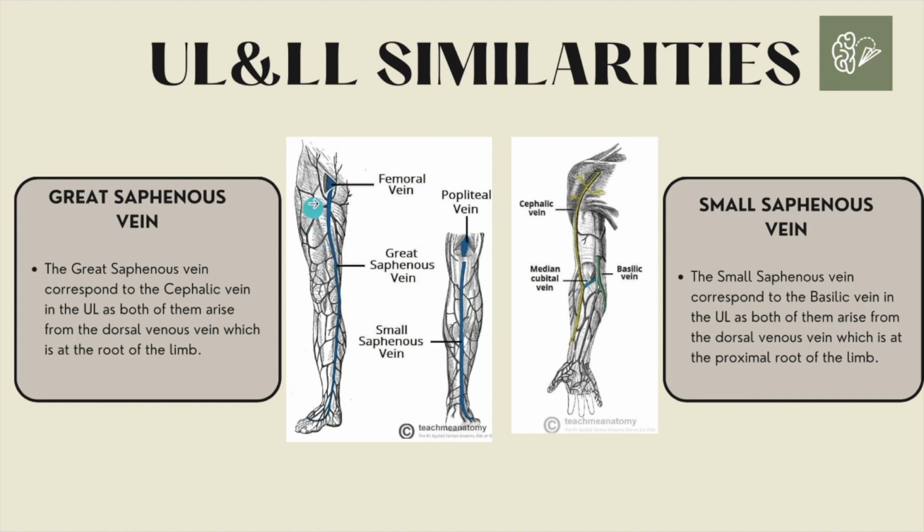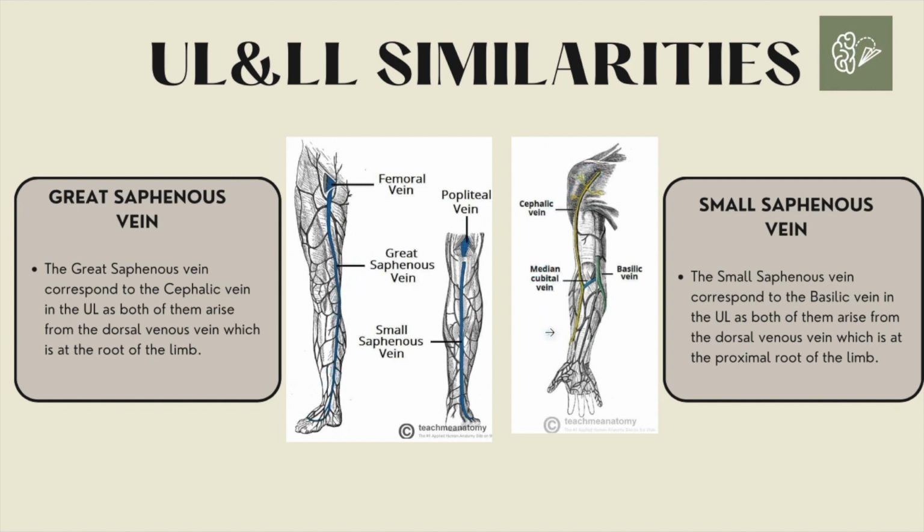A root of a limb, like you can see here: the great saphenous vein will ultimately drain into the femoral vein, and the femoral vein is at the root of the limb, so the limb starts from here and goes downward. Similarly, the cephalic vein is going to pierce the clavipectoral fascia, and then ultimately drain into the axillary vein, which is also a root of the limb itself. However, you can see that the great saphenous vein lies medially, while the cephalic vein lies laterally.